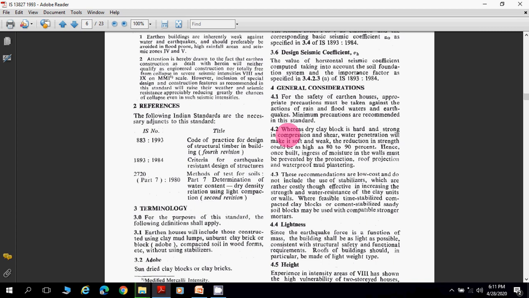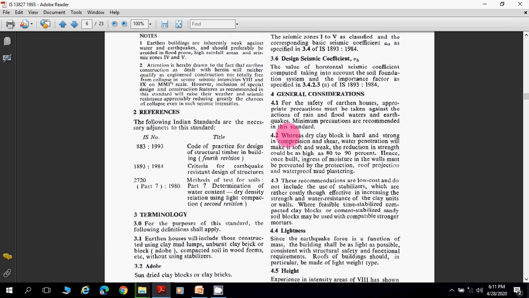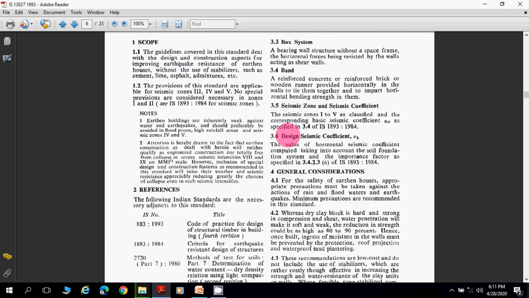There are some terminologies. One is adobe. Earthen buildings are constructed using adobe. And what is adobe? Adobe is nothing but sun-dried clay blocks or mud blocks. So sun-dried bricks are called adobe.